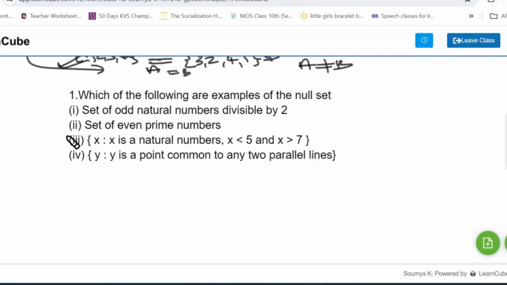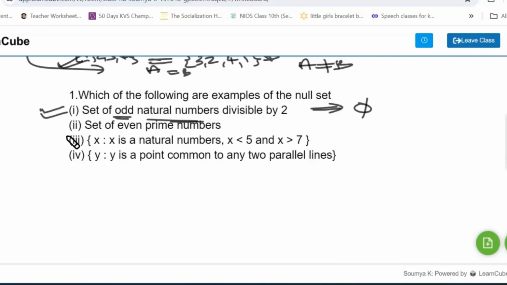So let's see the first thing. The first one says the set of odd natural numbers divisible by 2. Any number which is divisible by 2 is an even number. It is not going to be an odd number. That is the first thing you have to know. So you will not have such a set where this kind of condition exists. You can say this is not possible, or you can say this is an empty set, represented by phi. So it's a null set. This first one is a null set.